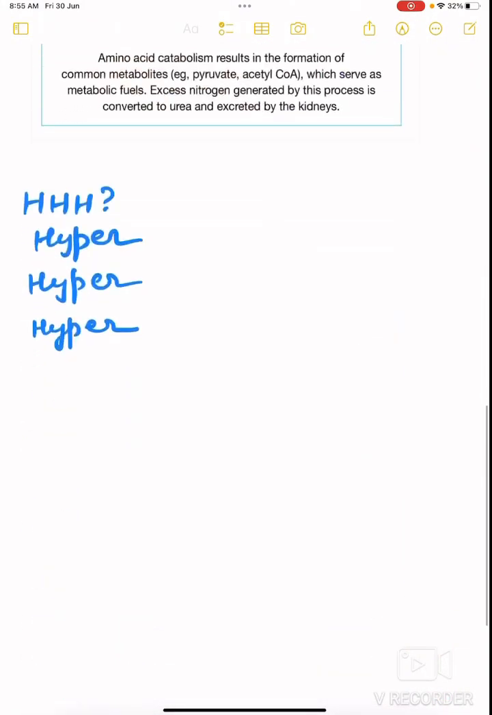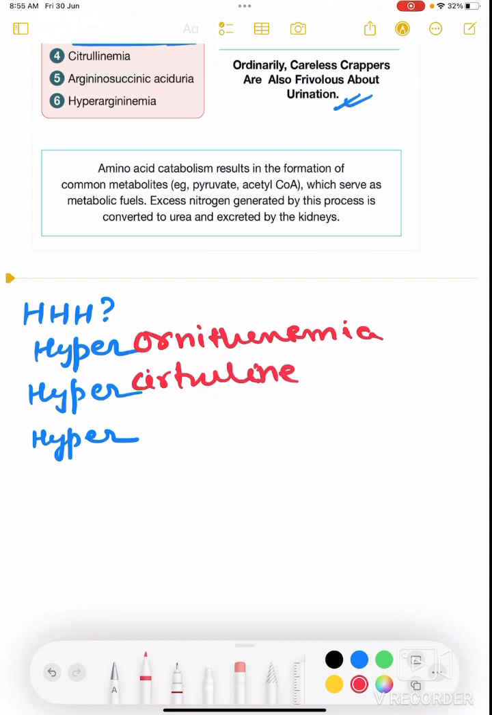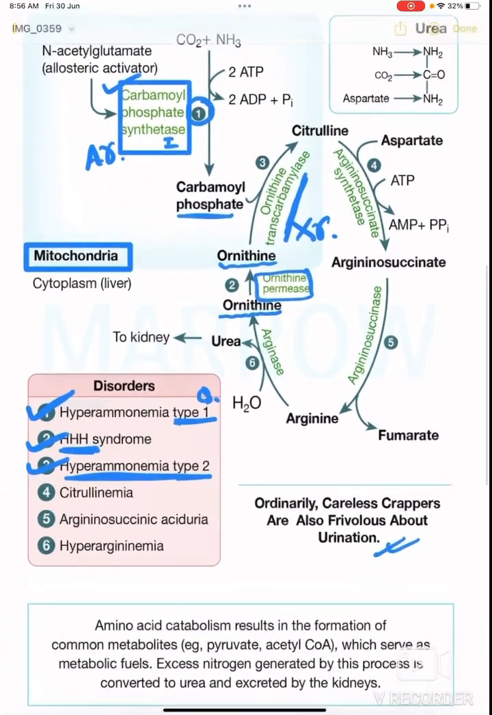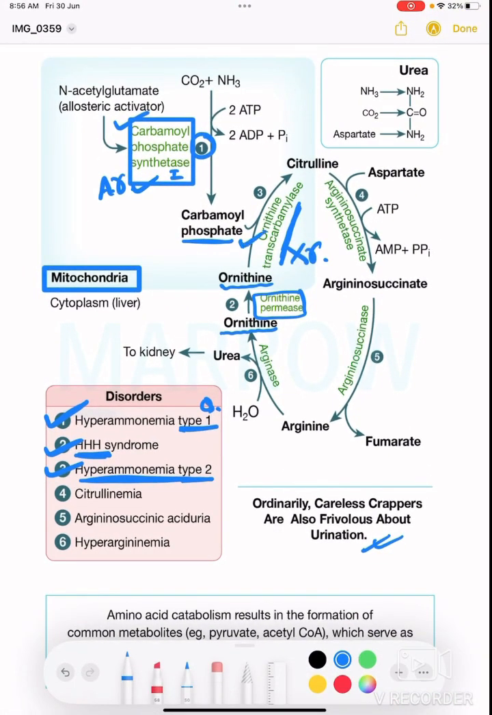Now what is HHH syndrome? HHH syndrome stands for three hypers: hyperornithinemia, hypercitrullinemia, and hyperammonemia. By the way, why are CPS1 and OTC enzyme deficiencies named hyperammonemia? Because ammonia will pile up inside the body if these enzymes are deficient. That's why this leads to hyperammonemia.